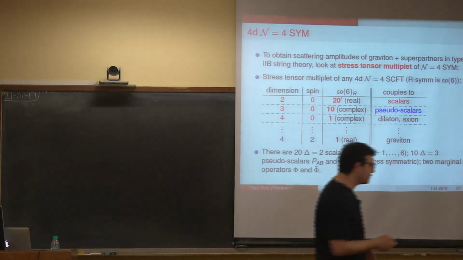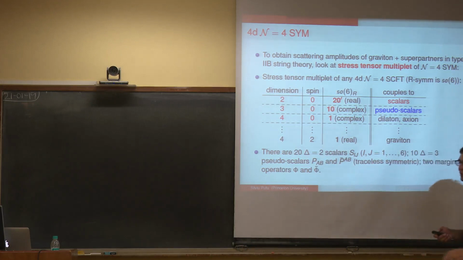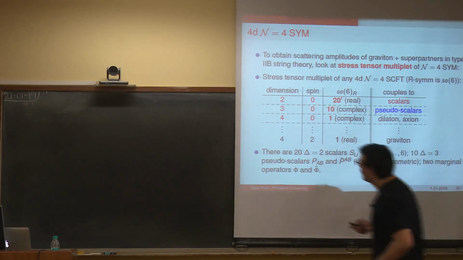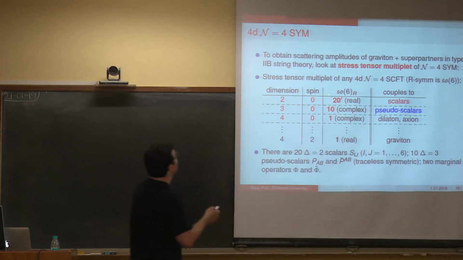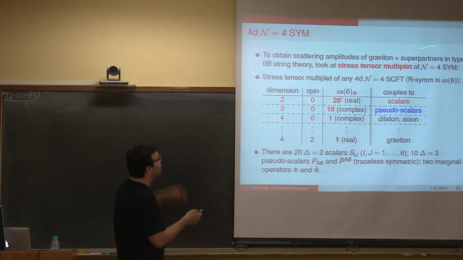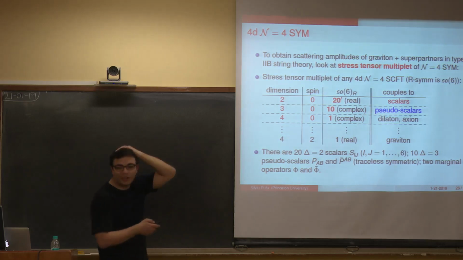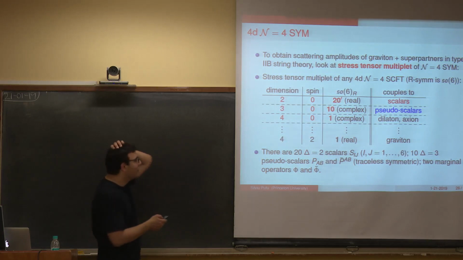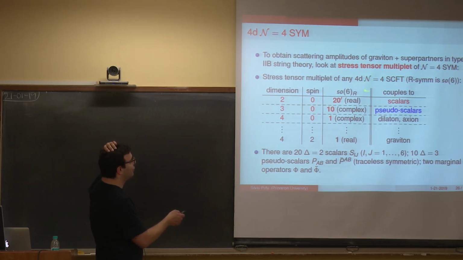Okay, this is going to be faster because it's similar in some ways. Now to obtain scattering amplitudes of gravitons and their superpartners in type IIB string theory, we can look at the stress tensor multiplet of 4D N equals 4 super Yang-Mills. The 4D N equals 4 super Yang-Mills theory is an N equals 4 superconformal field theory.